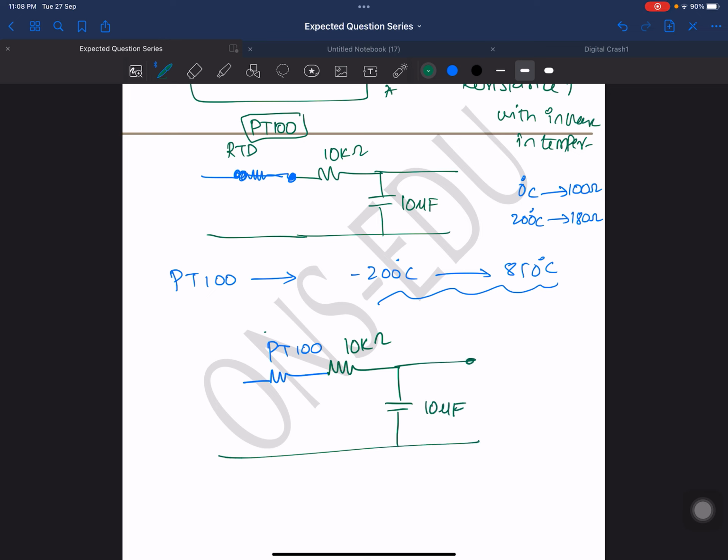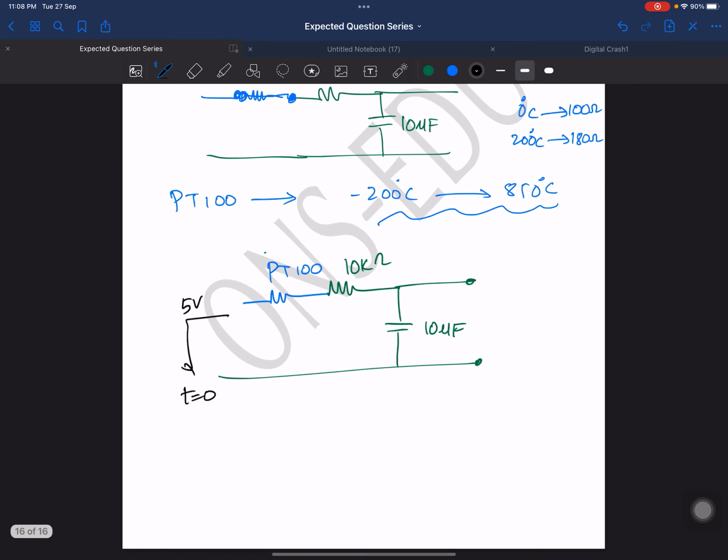So now let us apply the same story. Let's apply a 5 volts input at a time t0. So बताइए भाई क्या होगा? What is going to happen, please? Let's calculate the Vout now. See what is going to happen here.